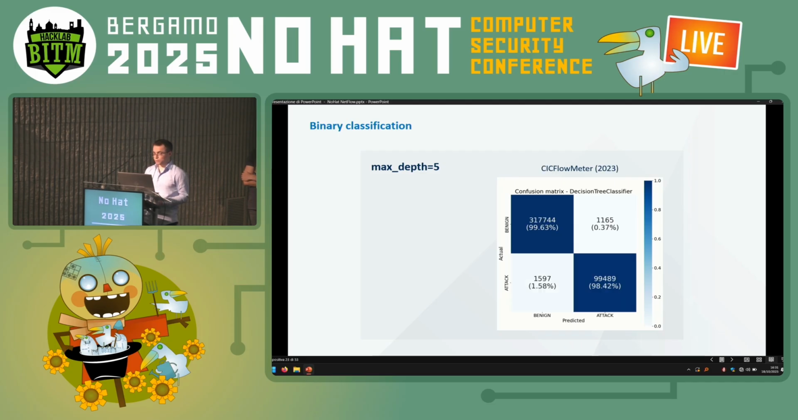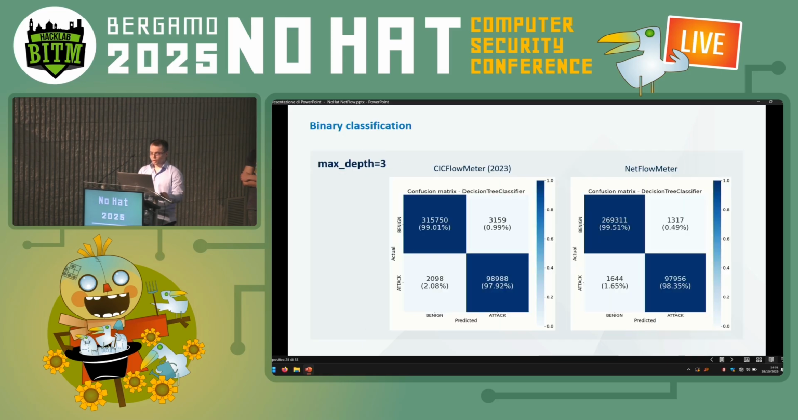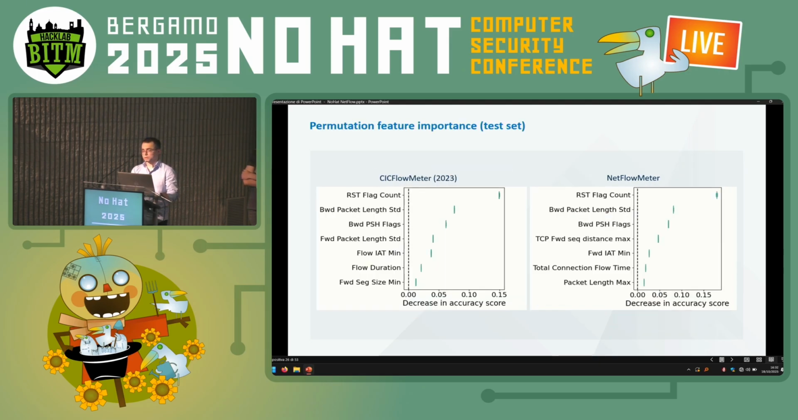So here is the performance we get for the CICFlowMeter variant, and you can see it is already promising. And here's the performance we get with NetFlowMeter, which is slightly better. So now let's try lowering the maximum depth to 3. And the results on both test sets are still quite good. So this is starting to become strange.